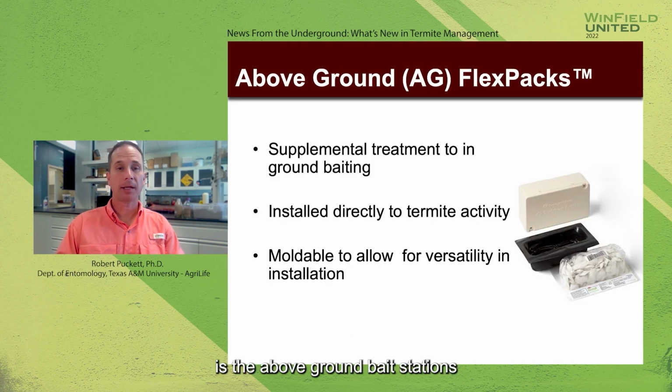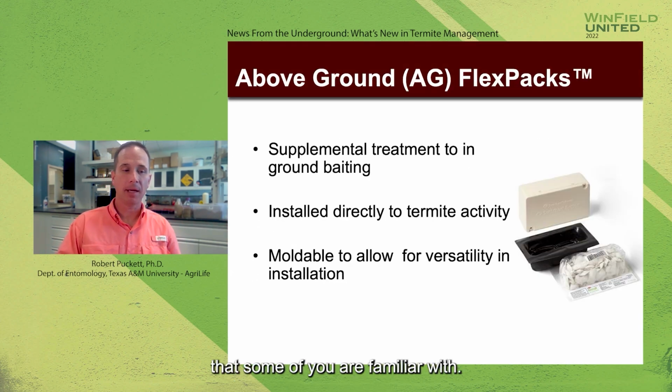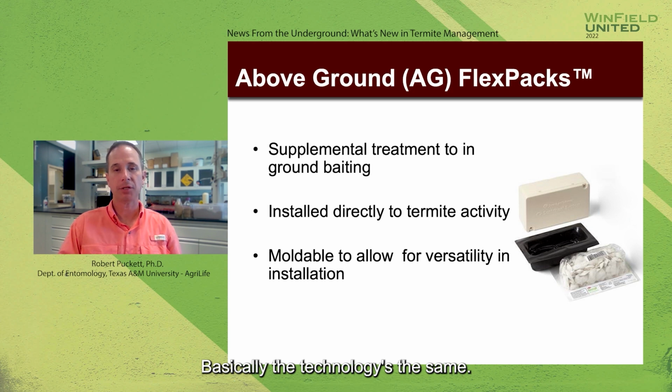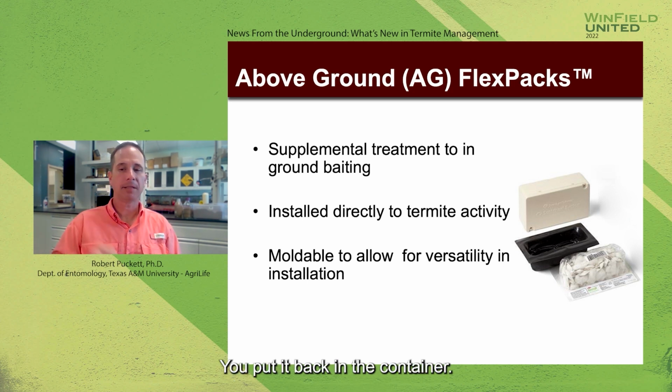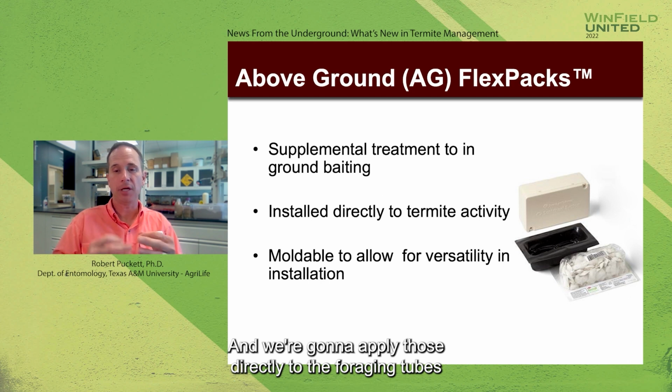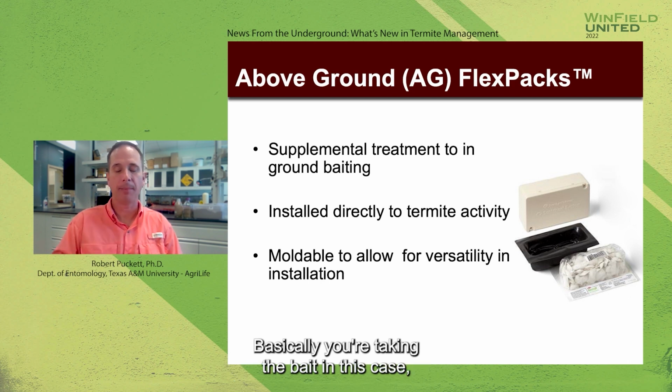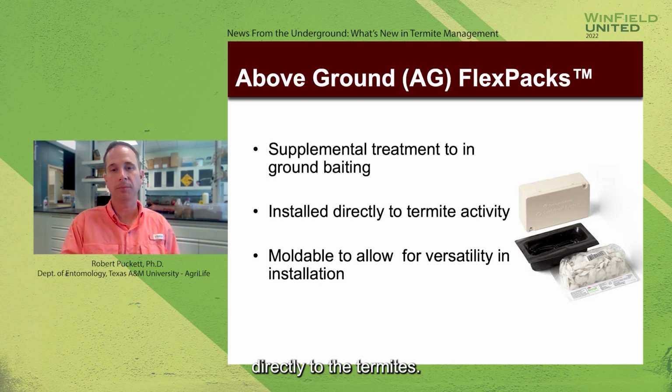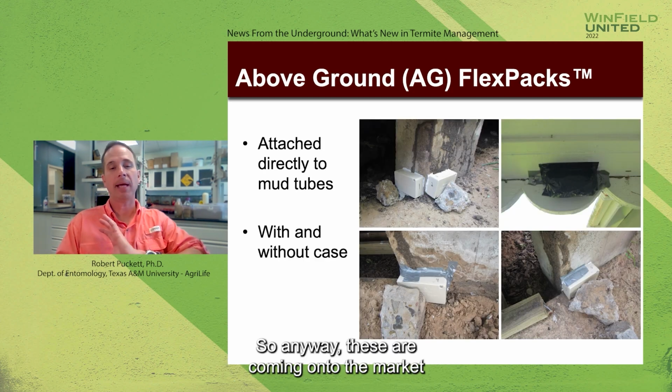A new product innovation in the baiting arena is the above ground bait stations that some of you are familiar with. Basically, the technology is the same. We've got a station that houses the baits, in this case, a dry pelletized bait that you add water to, and you knead it like a bread dough till it's soft. You put it back in the container, and we apply those directly to the foraging tubes and areas of activity of termites on and in the structure. Basically, you're taking the bait directly to the termites.